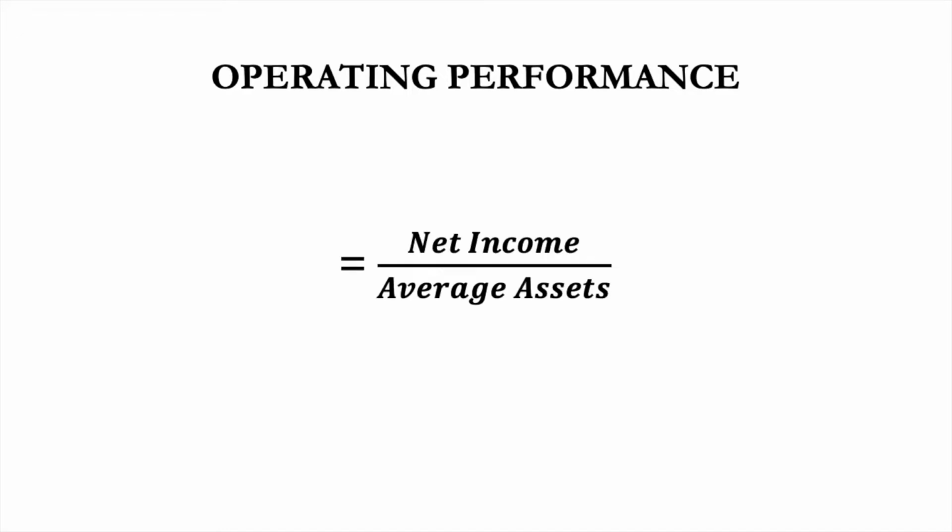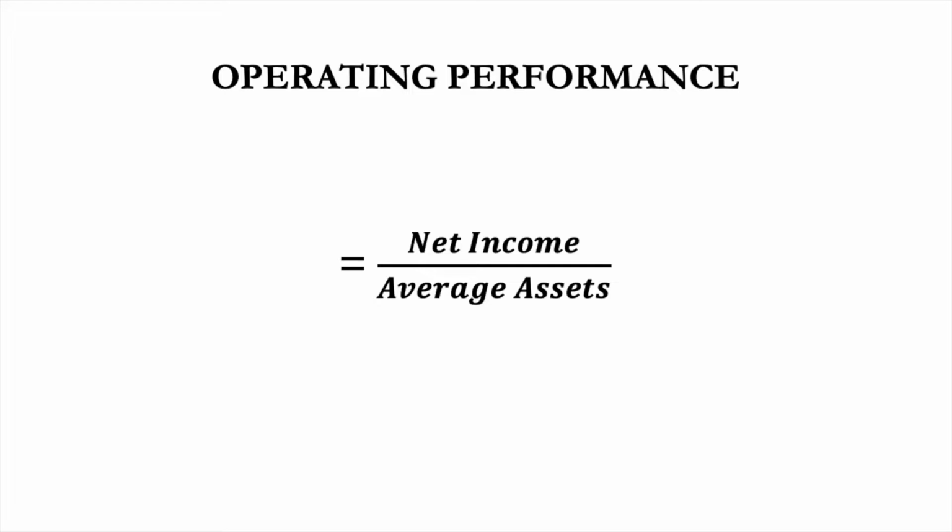So the first ratio we're going to look at is operating performance. Operating performance simply answers the question of how effectively the company's managers are using the company's resources, or rather its assets, to generate profits for the company. The formula for this is net income divided by the average assets that the company has.